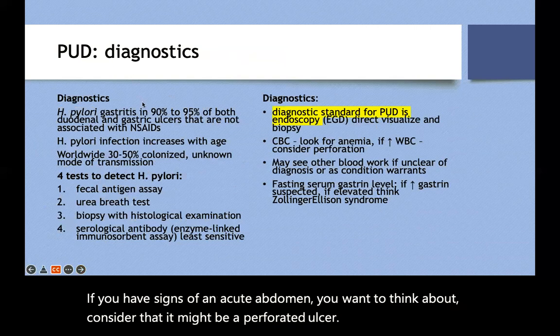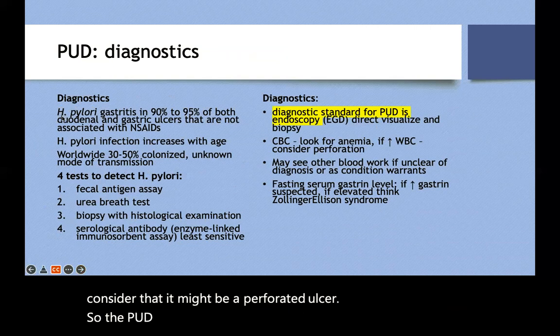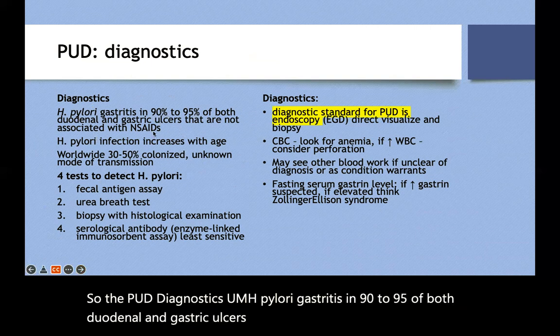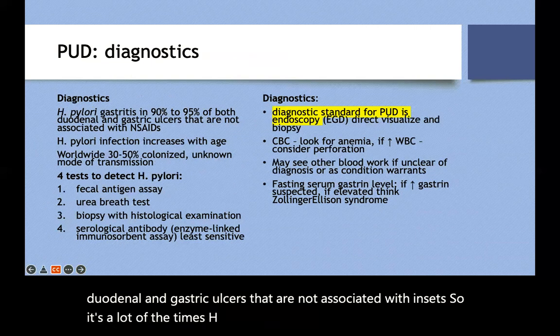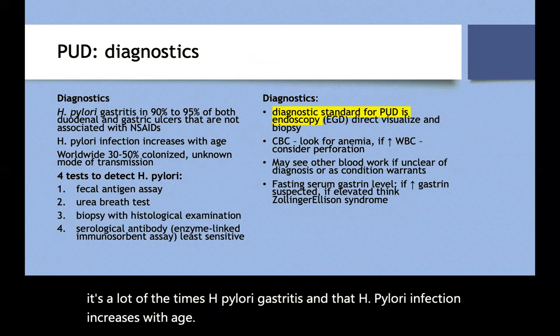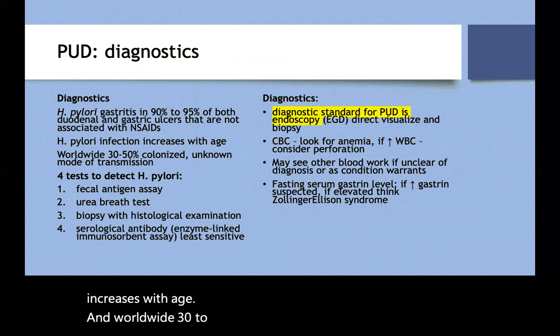So the PUD diagnostics: H. pylori gastritis is found in 90 to 95% of both duodenal and gastric ulcers that are not associated with NSAIDs. So a lot of the time it's H. pylori gastritis, and H. pylori infection increases with age. Worldwide, 30 to 50% have been colonized, but the mode of transmission is unknown.